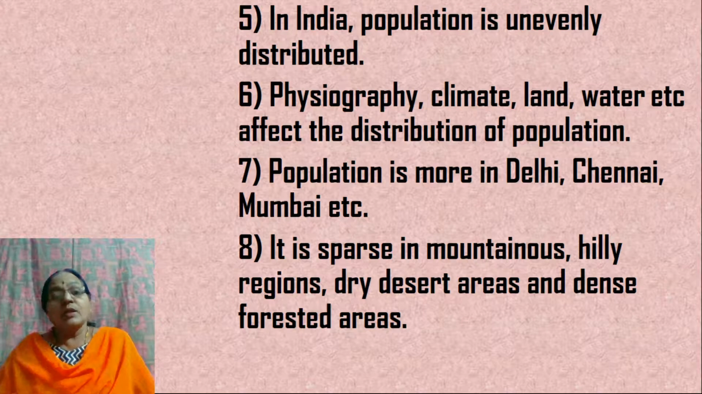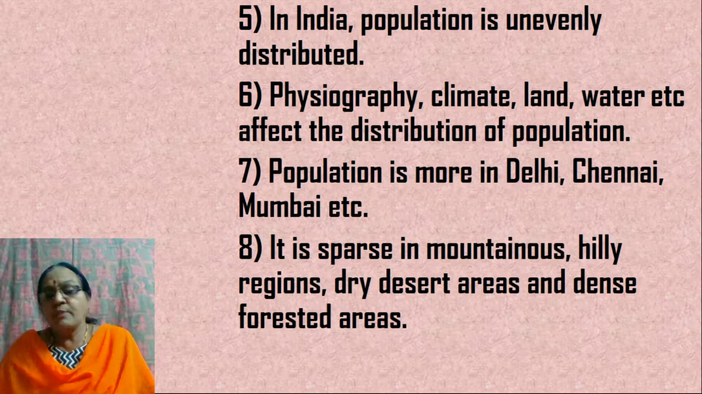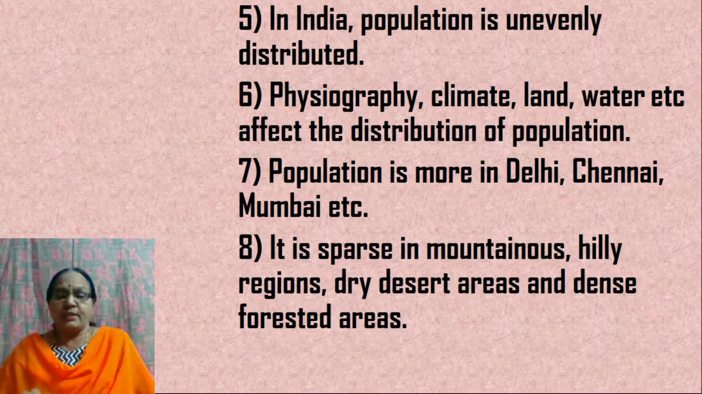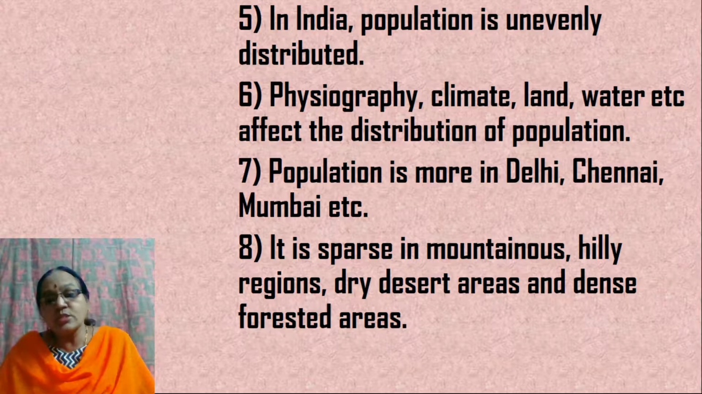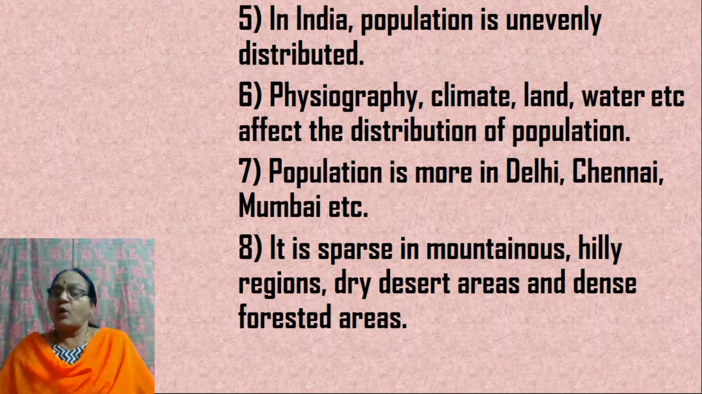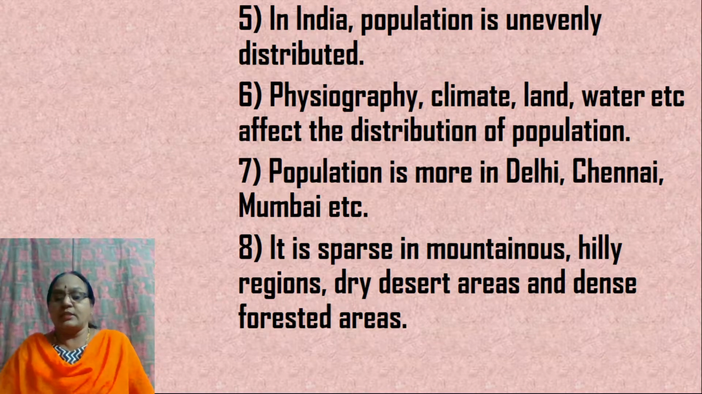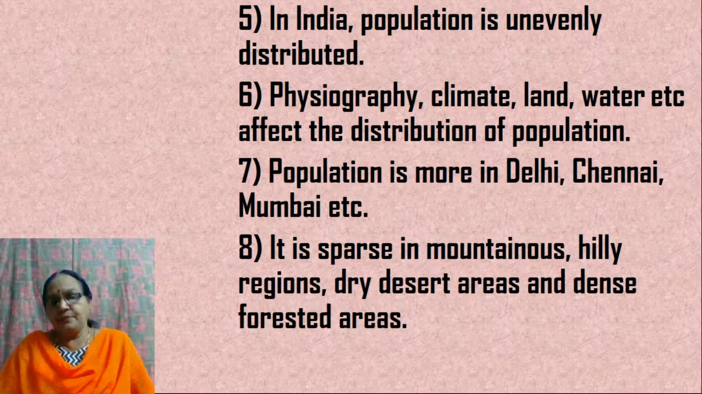Population is unevenly distributed. We have just seen on the map how the distribution of population was uneven. There are various factors, for example, the physical features, the climate, land, whether it is a flat area or a mountainous or hilly region, and whether there is availability of water or not. All these are the factors which affect the distribution of population.